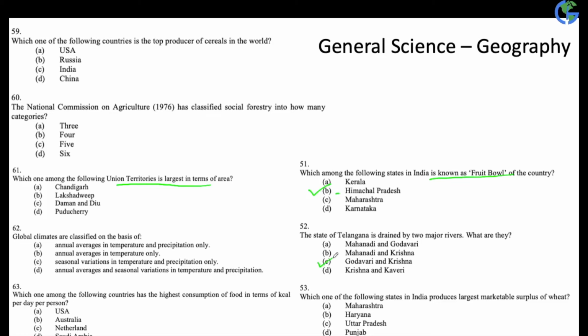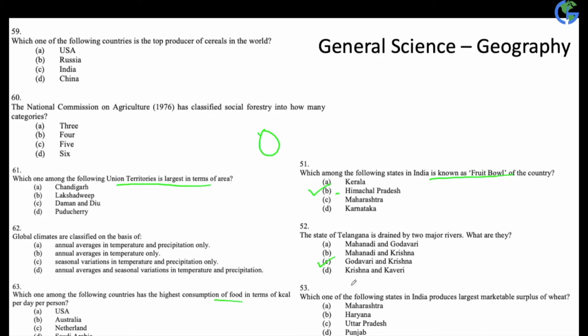So the point is, now a question comes like, what are the states that have a border with Telangana, right? Or there was a question like which state does not have mangrove forest. So you should know the India map nicely, right? Then which of the following countries has the highest consumption of food?